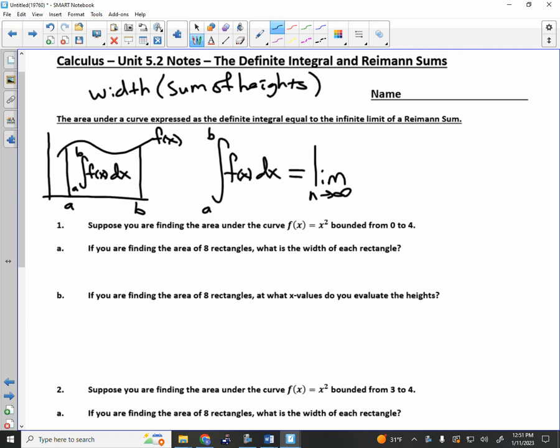There was a symbol that we learned last year. Hopefully you can remember this a little bit. Do you remember sigma notation a little bit? It meant sum. We're going to start with i equals 1, with rectangle number 1, and push it to how many rectangles? An infinite number of rectangles.